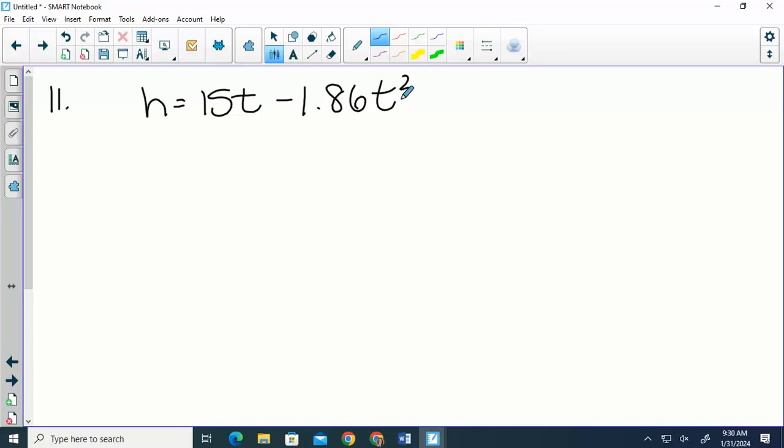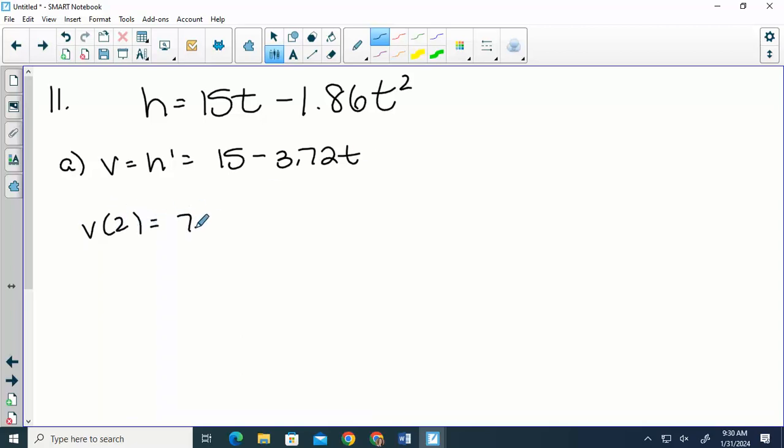So when I look at this one, how do we find velocity? And I asked for the velocity after 2 seconds, so if you plug a 2 in there, you get 7.56 meters per second.